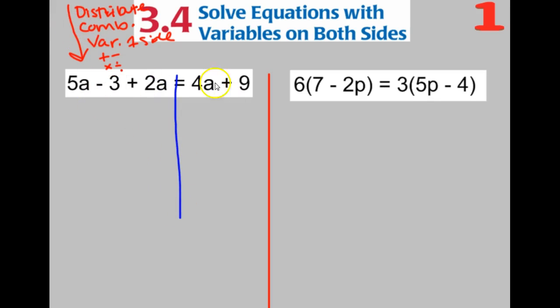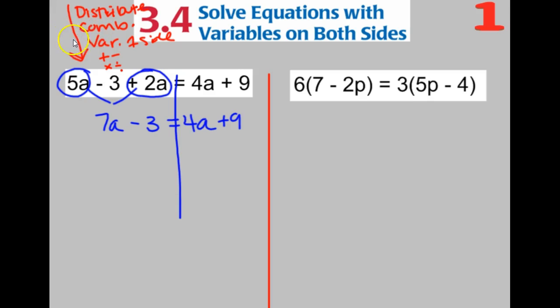We can't distribute, there's no parentheses in this one. So we're going to combine our like terms, the ones on the same side. We can't combine this 4a with these yet because it's on the other side of our wall or our line. So 5a plus 2a is 7a. Then it just says minus 3 equals 4a plus 9.